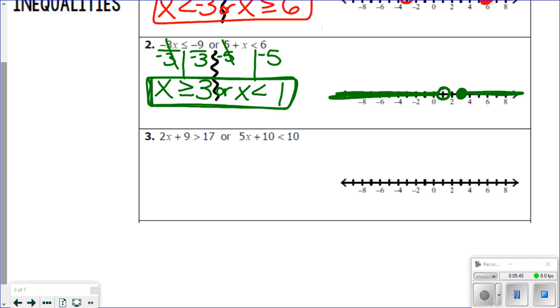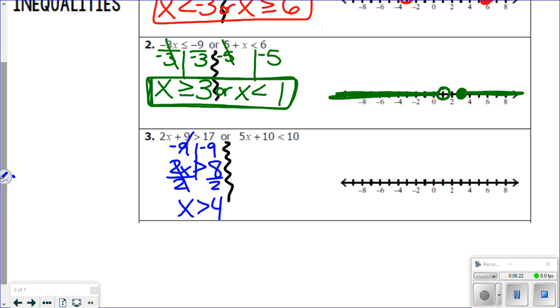All right, question 3, same thing. We're going to solve these separately. So we want our 2x by itself. So let's move this positive 9, and the opposite is to subtract. Bring down your 2x and your sign. 17 minus 9 gives us 8. Divide both sides by 2. X is greater than 4. That's the first part.